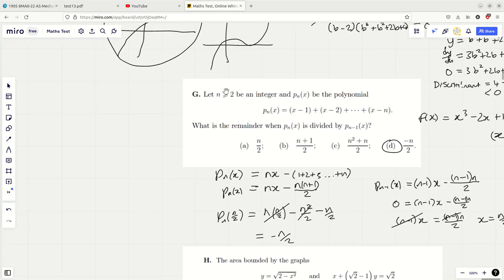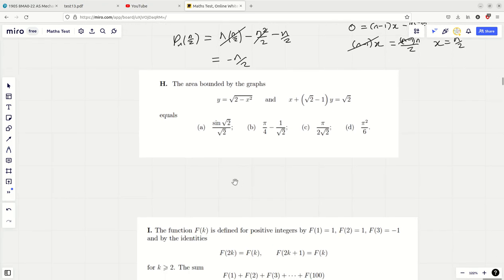Okay, that's my favourite one, by the way, out of the last 5. It was one which really didn't take me too long. H is tricky. H is tricky.